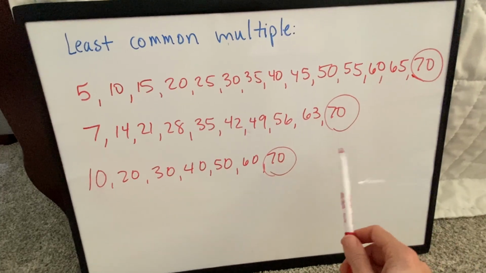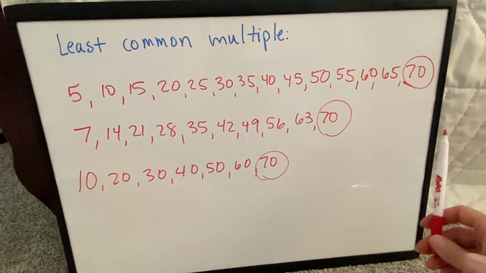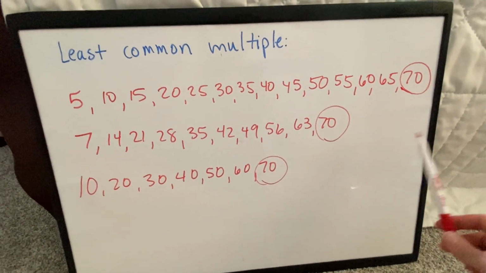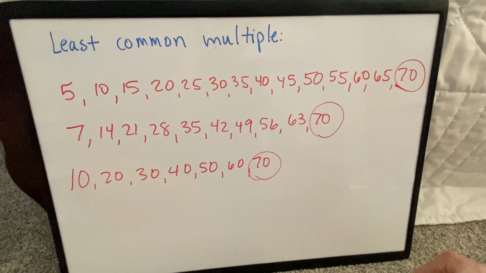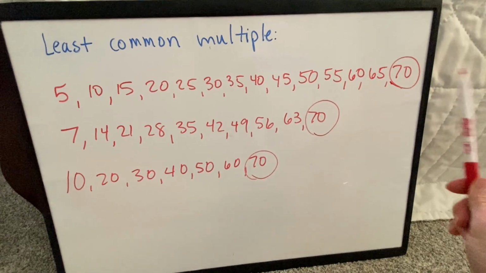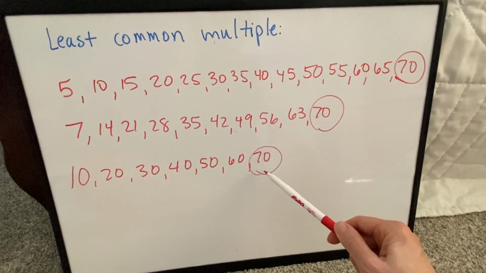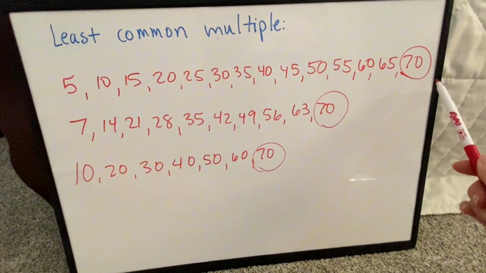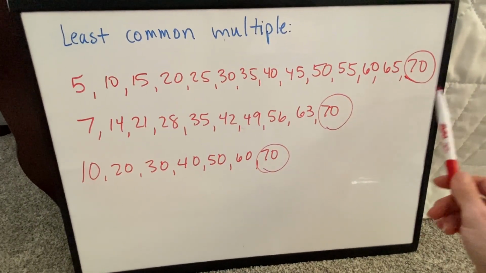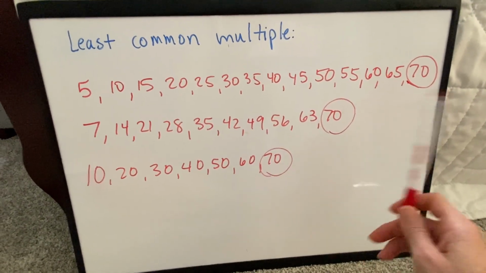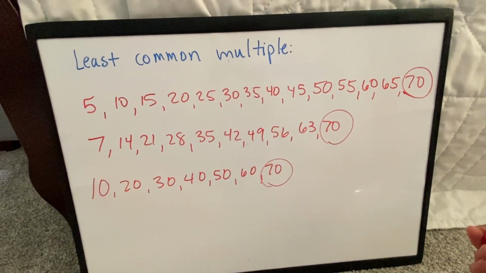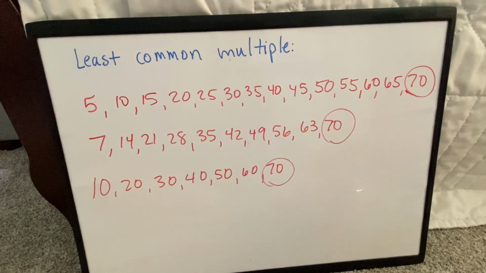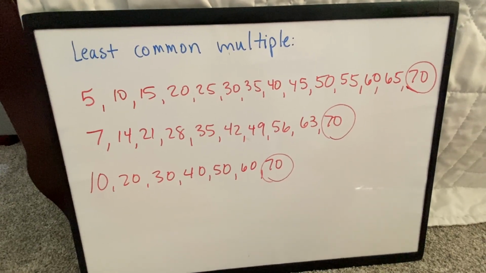If you kept going and got to 140, you'd say, oh look, 140 is in 5s, 7s, and 10s. That's all great, but you can actually use 70, the smallest multiple that's the same in all three. So 70 would be your least common multiple. 140 might be a common multiple, but it's not the smallest one. It's not the least.